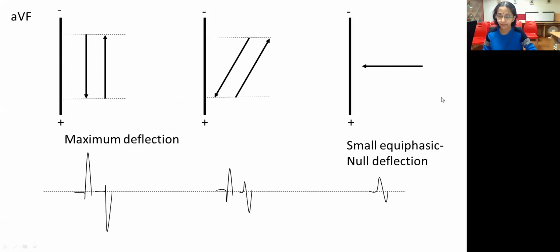In contrast to this, if my QRS complex is perpendicular to lead AVF, then I will have a small equiphasic complex, and this is known as a null deflection. So remember, if you have a small equiphasic complex in a particular lead, then your QRS complex is perpendicular to that lead. And if you have a maximum deflection in a particular lead, then your QRS complex is towards that lead. It could be towards the positive pole if it's a positive deflection, and towards the negative pole if it's a negative deflection.